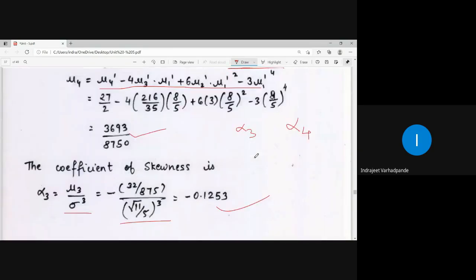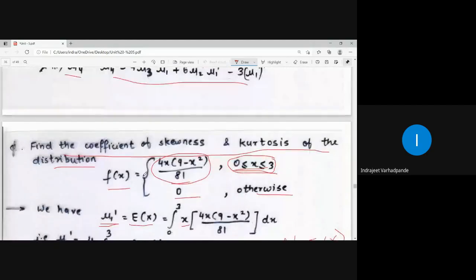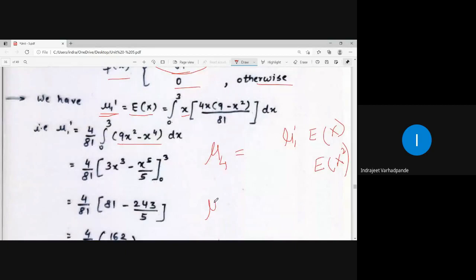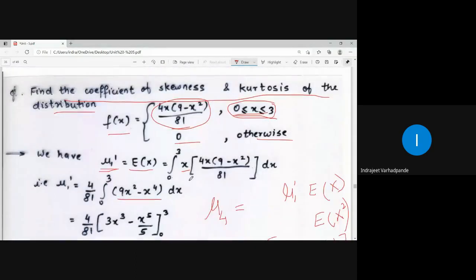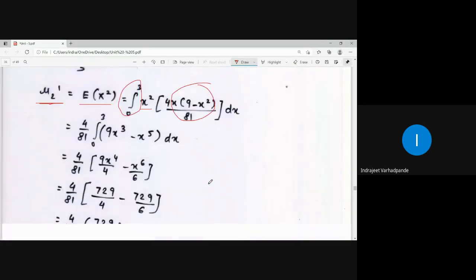So in this problem, you would have calculated first the expectation of x, and then you can directly use the definition of mu r. Mu r is what? Expectation of (x minus mu) to the power r. So either you can use this particular definition for the calculation, or you can go by calculation of moments about origin, that is mu1 dash, mu2 dash, mu3 dash, and with the help of the relationships you calculate the values for mu1, mu2, mu3, mu4, and after doing proper integration you can find out the coefficient of skewness and kurtosis.